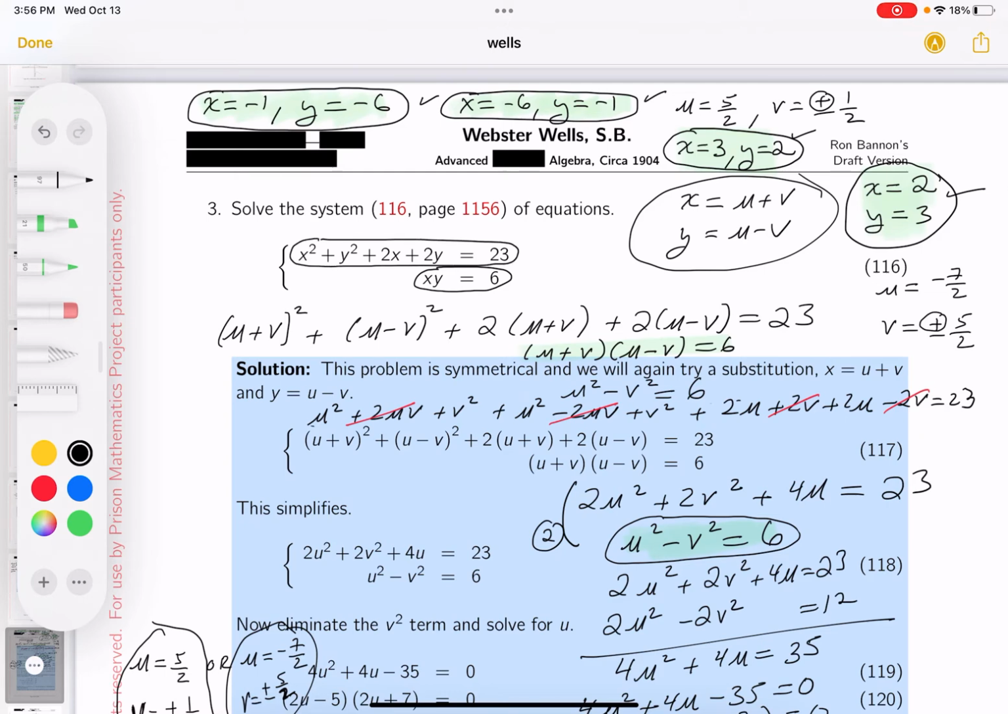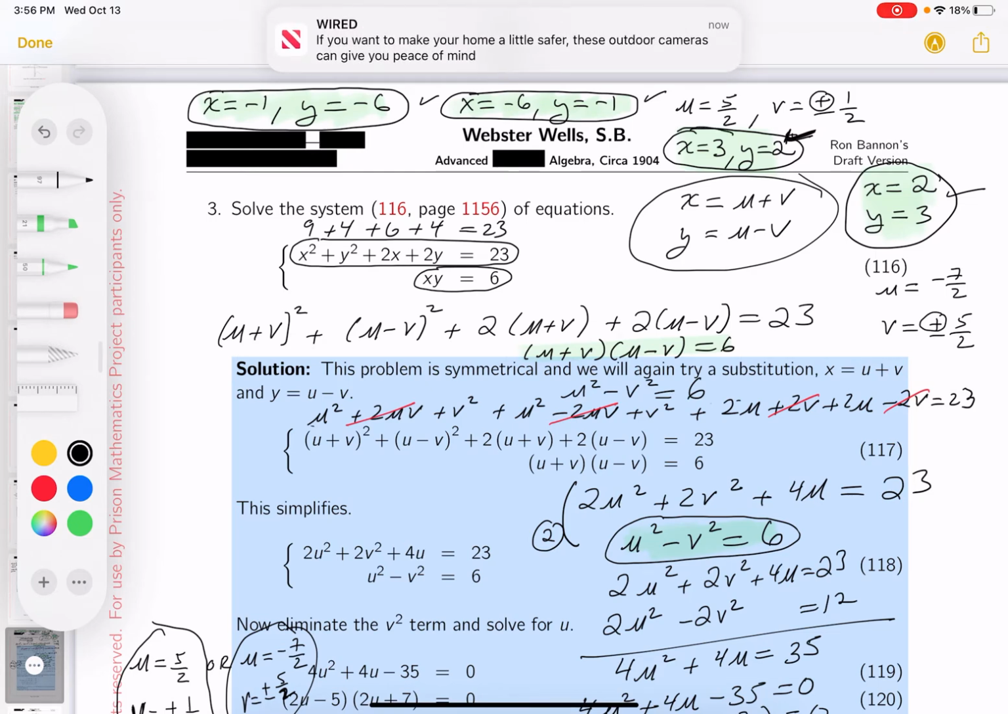Let's see if this works out. What do you get? 9. I'm checking this one over here, by the way. Plus 4. Plus 6. Plus 4. Equals 23. This worked beautifully. This is a good answer. I hope you realize this one's also going to work. I just did the 3, 2, 2, 3 would work. Let's see if the minus 6, minus 1 works. And I just got to check one of them because it's symmetric.